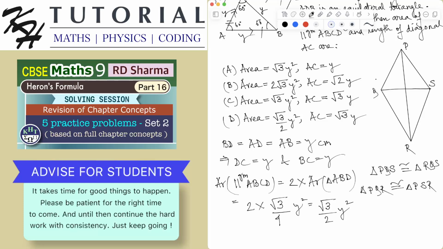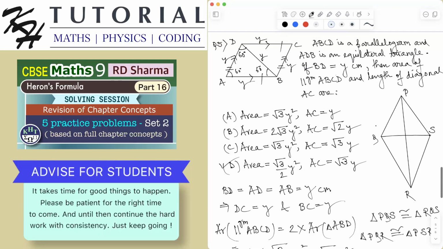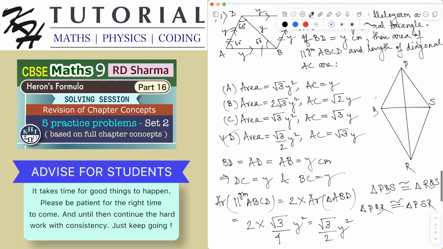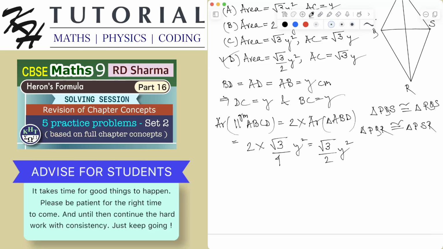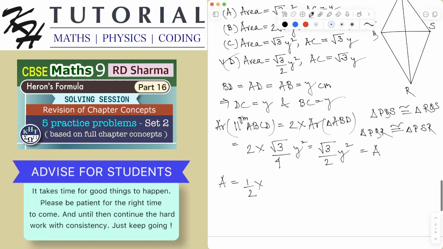From this point only, I can say the correct choice is D, because in no other choices the area is given as square root of 3 divided by 2 y square. So obviously the correct choice is D, but let's find out what will be AC. How do we find the length of the diagonal AC? We know the area, and we know this is a rhombus. So area A will also be equal to half the product of the diagonals, that is BD multiplied by AC.